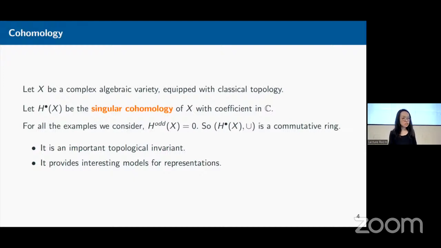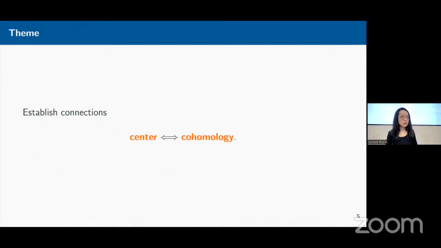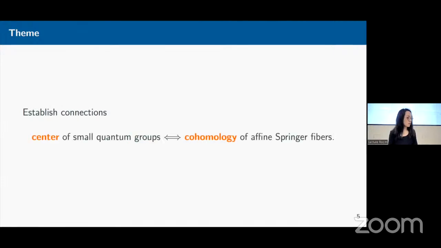And the cohomology is the important invariant of a topological space. And as we'll see later, it also in some situations provides important representation. And basically, the theme we're interested in is to give some relationship between centers and cohomology. And especially in this talk, I will focus on the center of small quantum groups and cohomologies of affine Springer fibers.